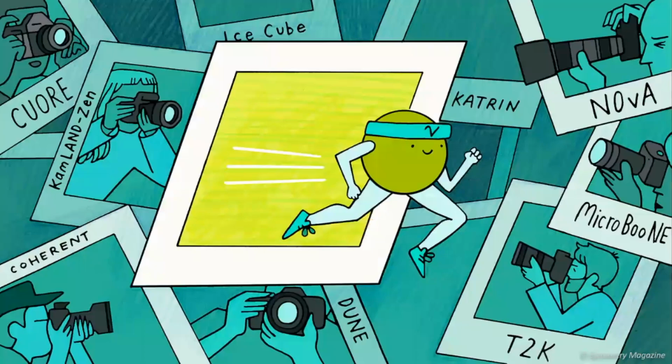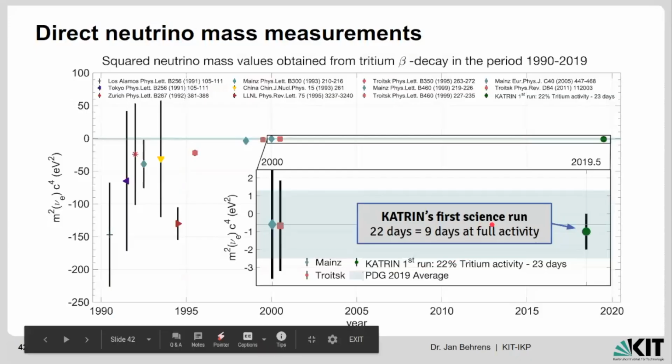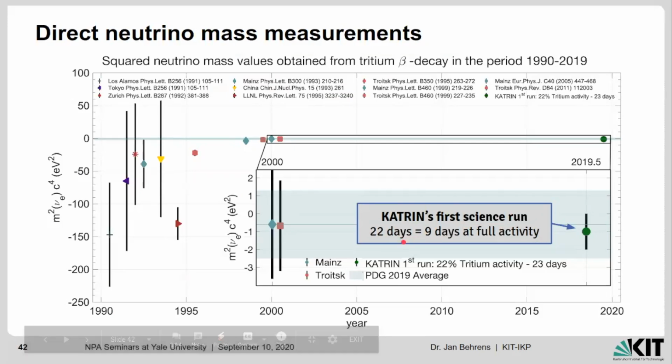Now, just to put the KATRIN result into context, KATRIN's first science run was 22 days, but because we had a lower source activity, these 22 days correspond to only 9 days at full activity. And already you can see that the error bars, if you put it into context with our predecessor experiments, Mainz and Troitsk, which published their results around 2000, so now almost 2 decades later, that's the next update, are much smaller, and in future data taking periods, we will improve on this result much more.